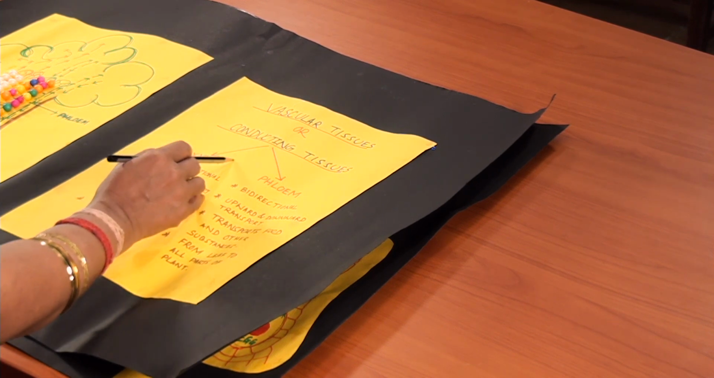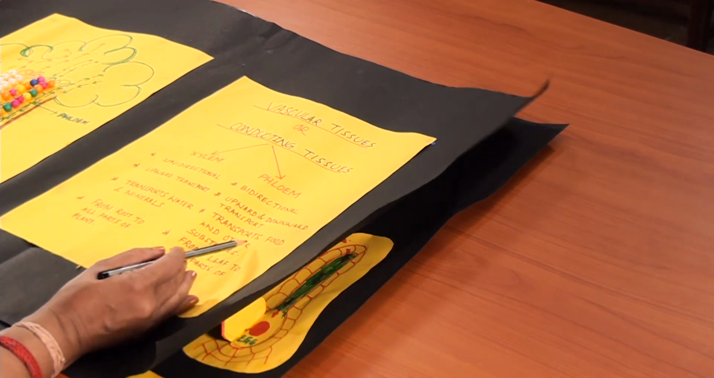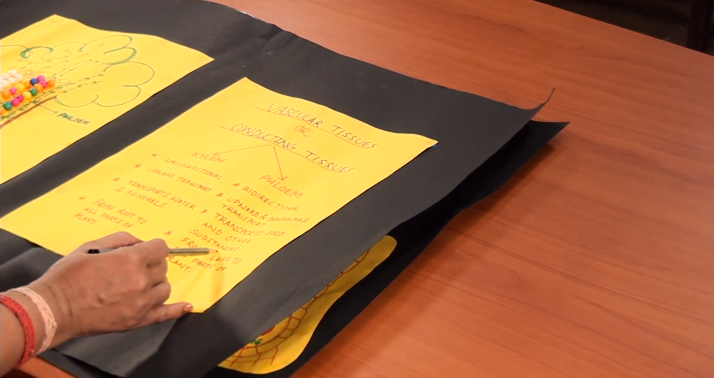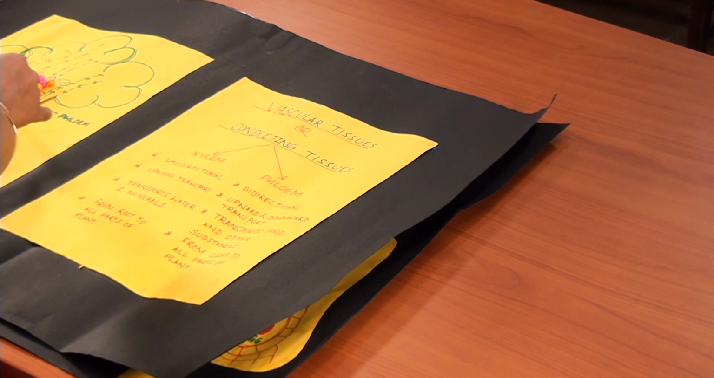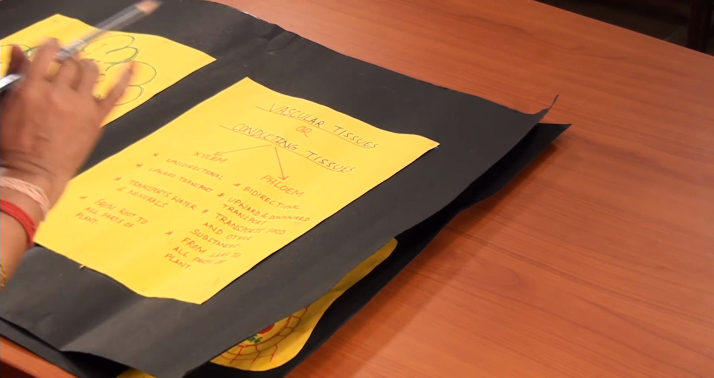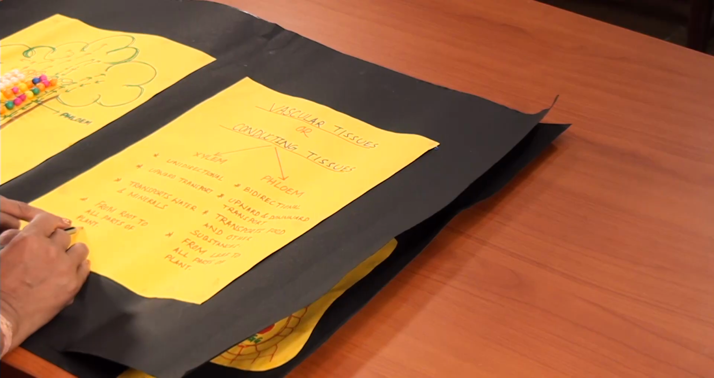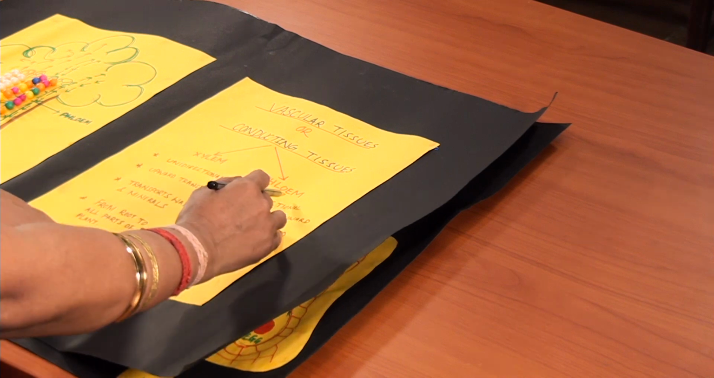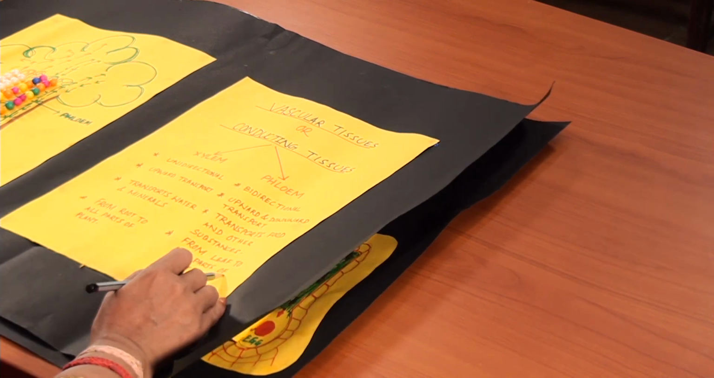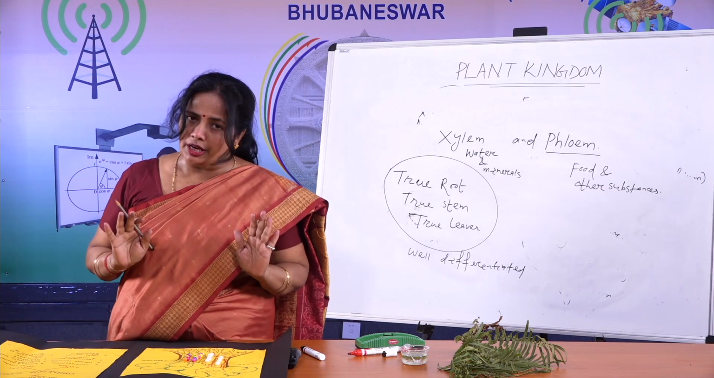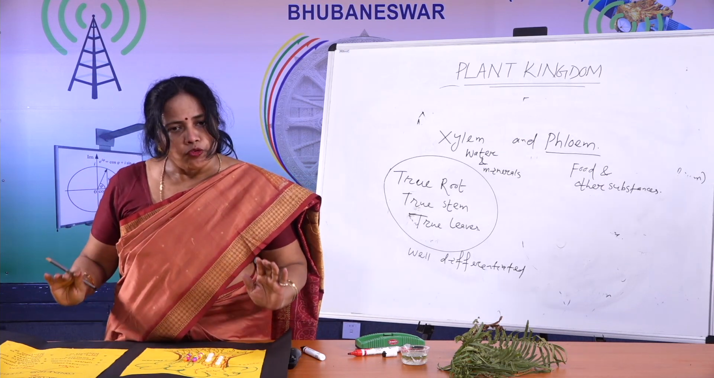Which one transports water and minerals? Xylem. Similarly, phloem transports food and other substances. Okay, that's why I have used different color balls here, because it is transporting different types of substances. Then from root to all parts of the plant, which one? Xylem. And for phloem, from leaf to all parts of the plant. Got it? I hope you have understood it properly, xylem transport and phloem transport.